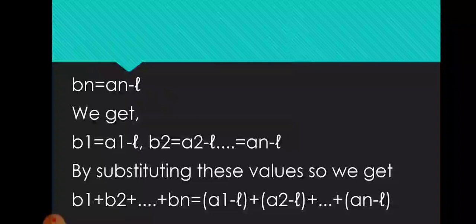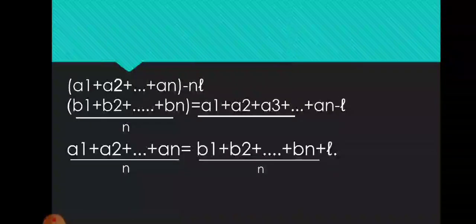Now from (2), here b_n is equal to a_n minus L. So we put n equal to 1, n equal to 2, up to n. So we get b1 is equal to a1 minus L, b2 is equal to a2 minus L, up to bn is equal to an minus L. By adding these values, we get b1 plus b2 up to bn is equal to (a1 minus L) plus (a2 minus L) plus up to (an minus L). So here, a1 plus a2 plus up to an minus nL. On dividing by n, we get (b1 plus b2 up to bn) upon n is equal to (a1 plus a2 plus a3 up to an) upon n minus L, or (a1 plus a2 plus up to an) upon n is equal to (b1 plus b2 plus up to bn) upon n plus L.